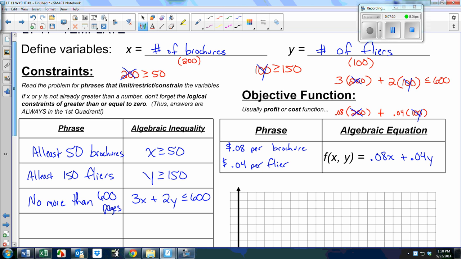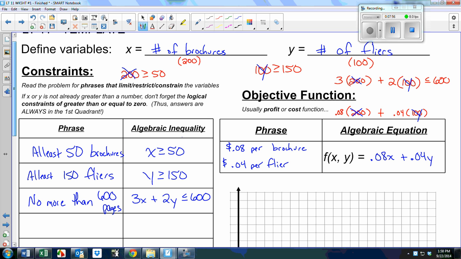And then, real quick, logicals. Do I need something that tells me X is bigger than 0? Or do I already have something on the list that says bigger than 0? Yeah, we already have it in the first inequality, X is bigger than 50. Do I need a Y is bigger than 0? No, it's already covered in the second one. So the logicals aren't required here.